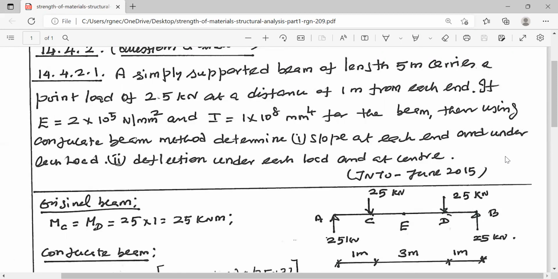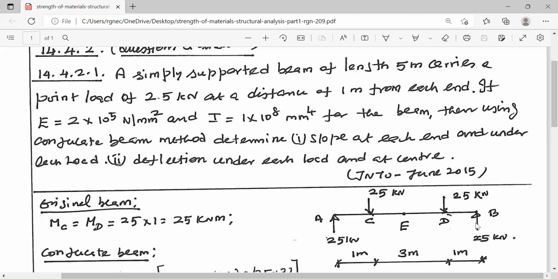But for each and every problem, some methods will be appropriate. Here the problem is chosen such that the conjugate beam method is very appropriate for this problem. The given beam is a 5-meter span. It is loaded with 2 point loads, 25 kilonewton each, at a distance of 1 meter from either support. This is the beam of 5-meter span with 2 point loads, 25 kilonewton here and 25 kilonewton here.